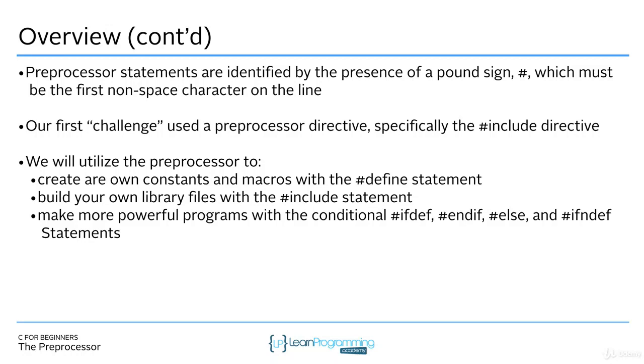Other examples of a preprocessor directive would be conditional things like the ifdef, the endif, the else, or the ifndef statements. And we'll talk about those in more detail as well. But all of these preprocessor directives help with the efficiency of the code, and they run before the compiler actually runs.